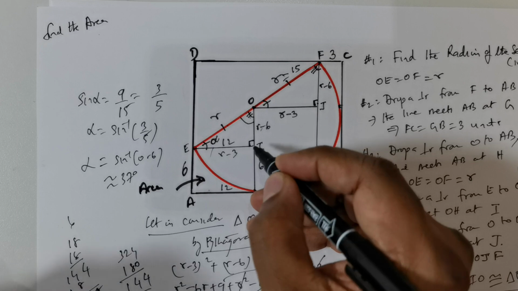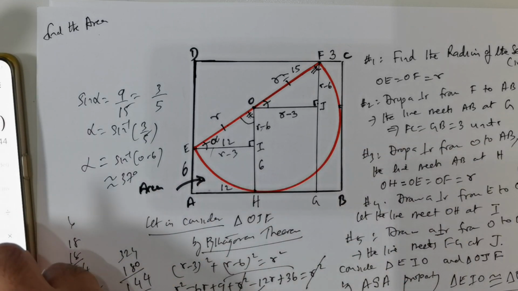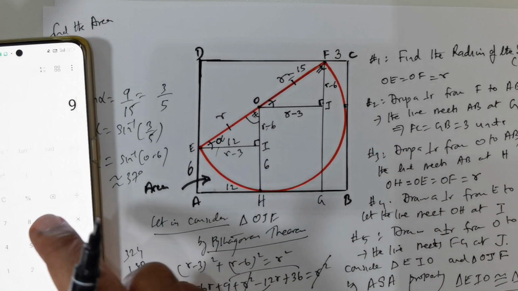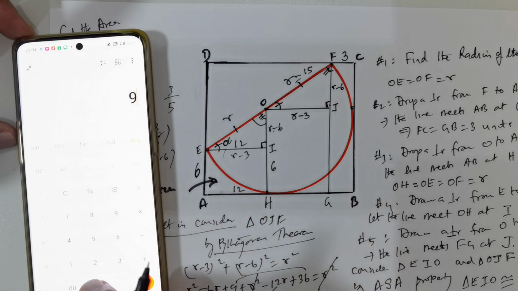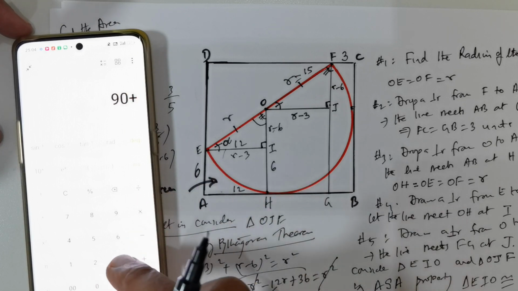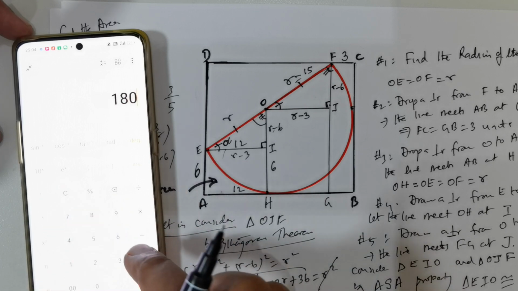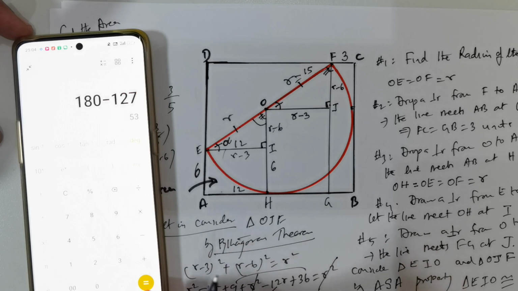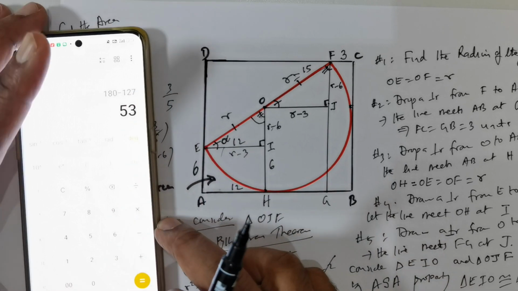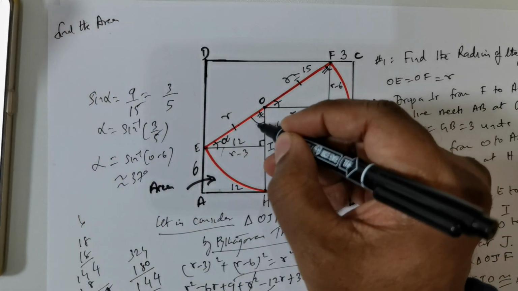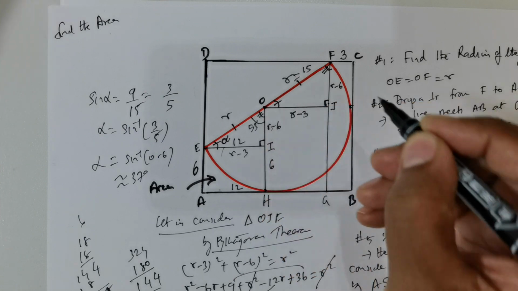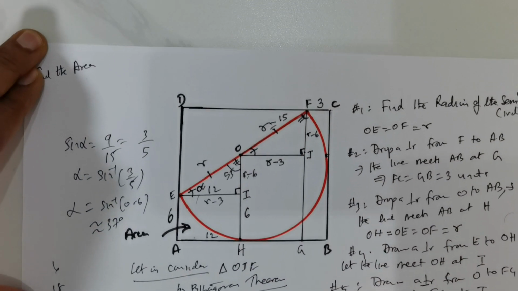Now this is 90, so let me go back 90 and show it to you. 90 degrees plus 37, so we're getting 127. So what I would do, from 180 I will subtract 127, and that is giving me 53 degrees. So the sector angle is 53 degrees. So we have got it.